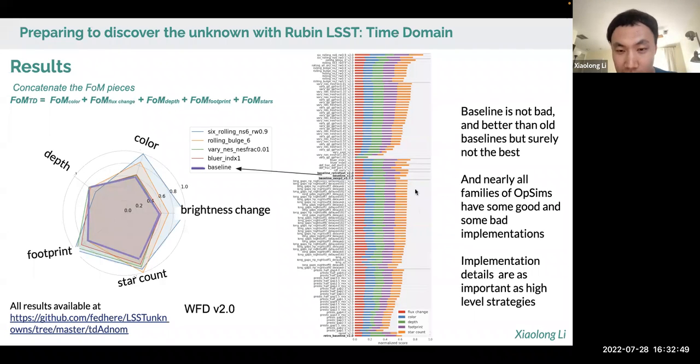And from this plot, we notice that nearly all families of opsims have some good and some bad implementations. This means that implementation details are as important as high-level strategies.